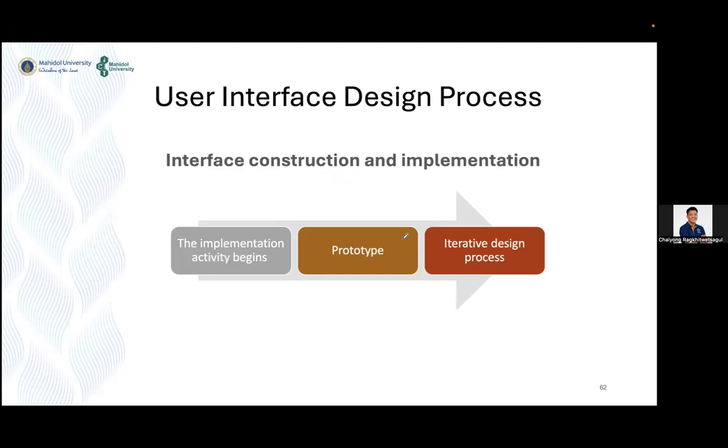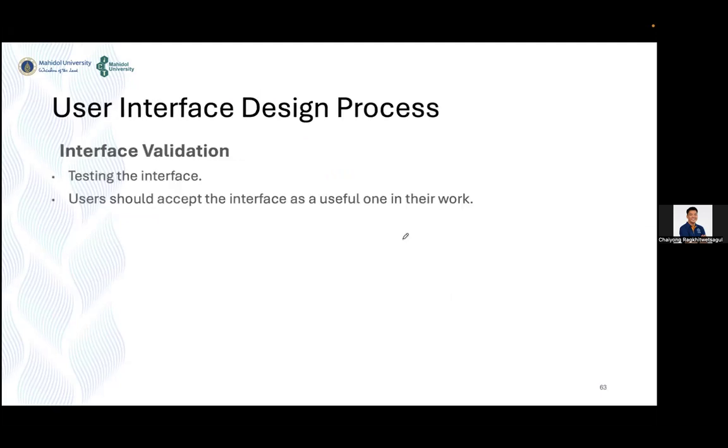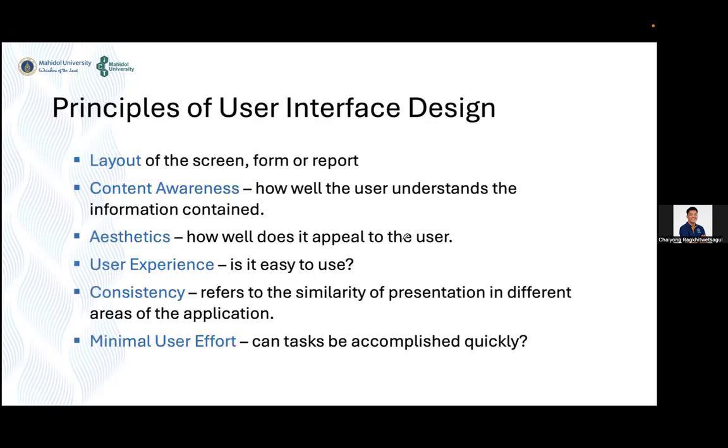The next one is the implementation of the UI. Using a tool like Figma again or Adobe XD, you can actually create a prototype, and then you have that prototype for the next phase, which is interface validation. When you have implemented the user interface, you test it with the customers, and then you see whether they have any feedback that you can accept to improve in the next phase. Now we have this spiral model, right?